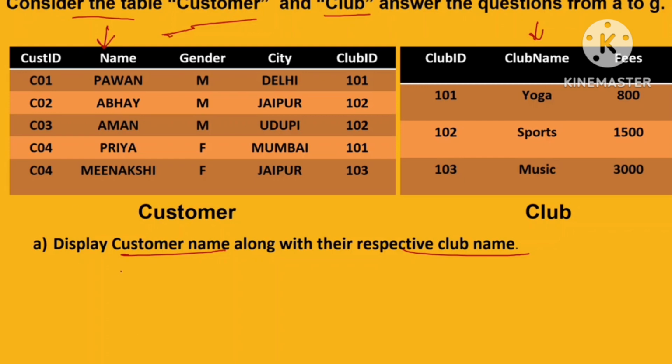So for displaying we have to use the select command. Select name, club name from. As the data is required from both the tables, you have to write select name, club name from customer, club.